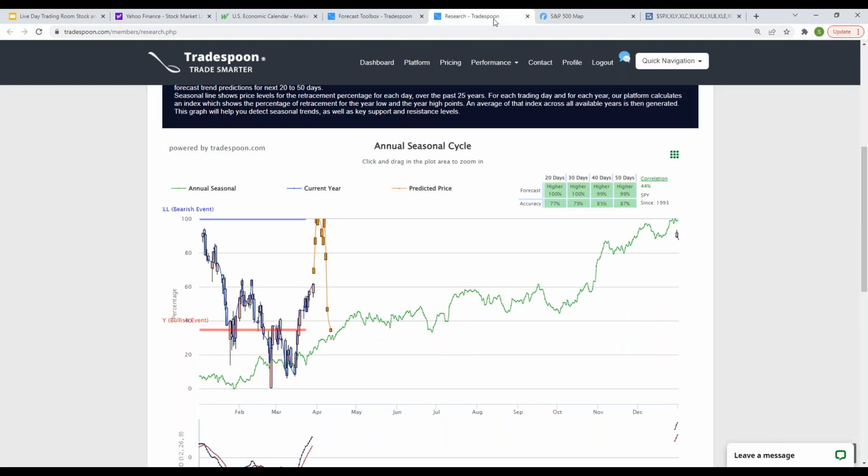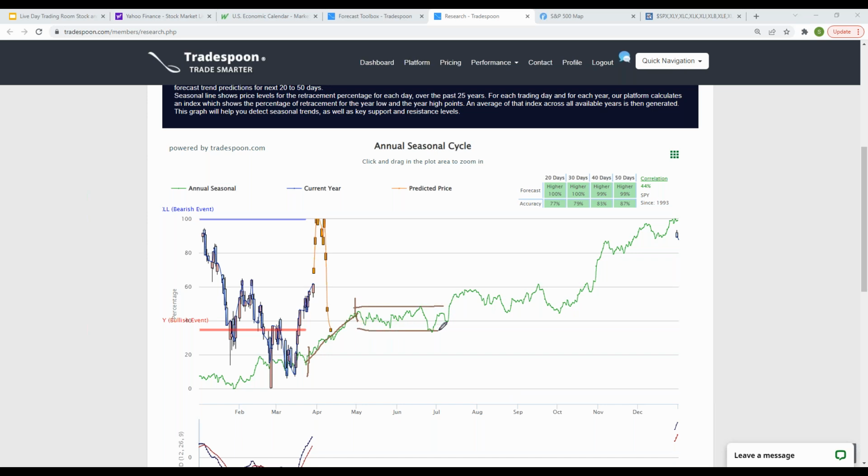When does it not look bullish? Well, if you look here, this is the cyclical model. This shows us a composite of the last 25 years, another one of our tools here in the TradeSpoon platform. And you'll notice that end of March to April tends to be quite bullish. If you've ever heard the phrase sell in May and go away and wondered where it comes from, it comes from right here.